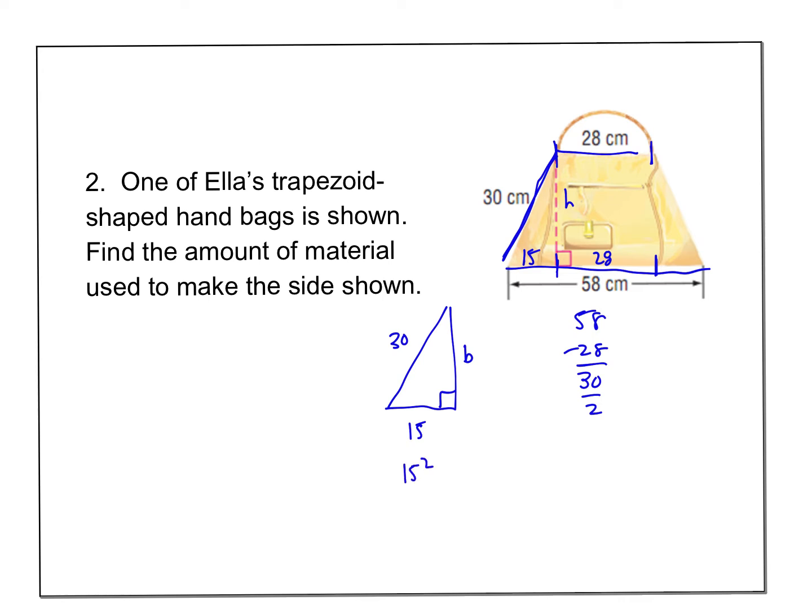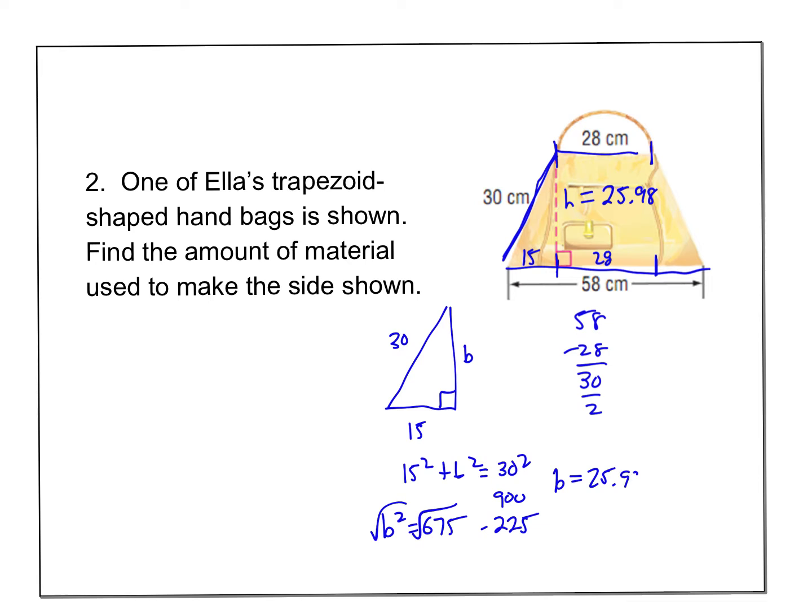So 15 squared plus b squared equals 30 squared. So b squared will equal 900 minus 225. Square root. So the height here will actually be 25.98. If you rounded it to 26, I wouldn't hate that.